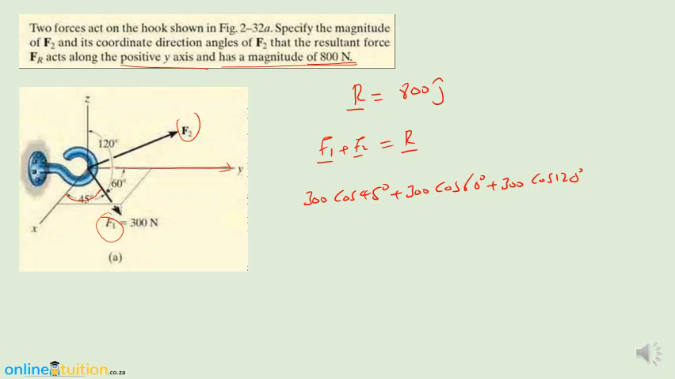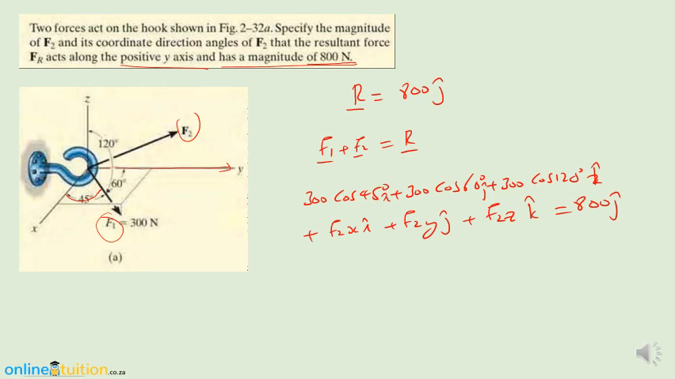Now F2 would be F2x i plus F2y j. Sorry, this doesn't make sense. I've got to put my unit vectors there. They're not scalars, so they're vectors. And then the last one would be F2z k, all equal to 800 j. Get that?